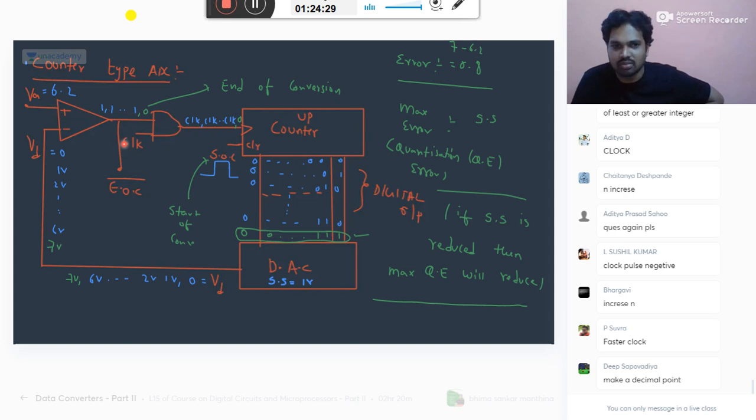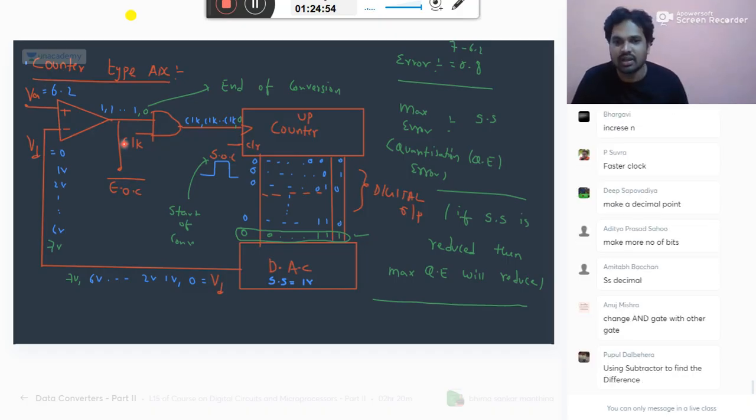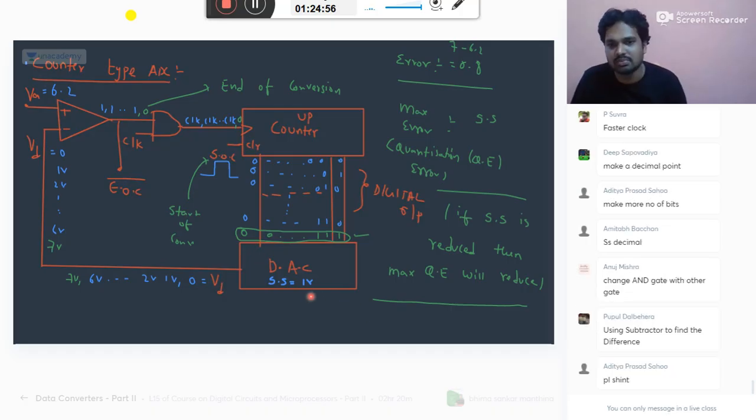What is decimal point, Deep? Someone told, okay. More number of bits means you are changing resolution again. Resolution should not be changed. If you change resolution anyway, you get a better answer. What is that other gate? No. I told you, step size is this much only. Step size is decimal or not, doesn't matter. You decrease step size, quantization error decreases, that is sure.